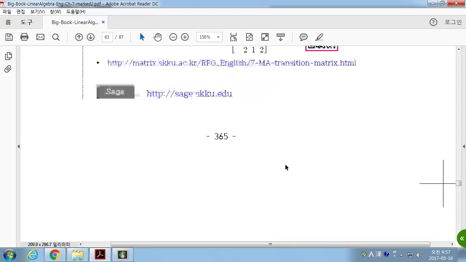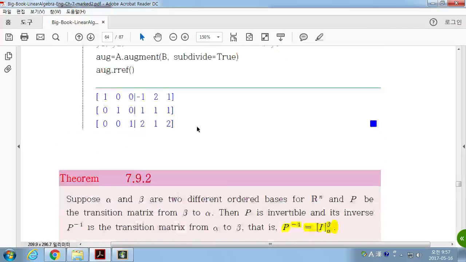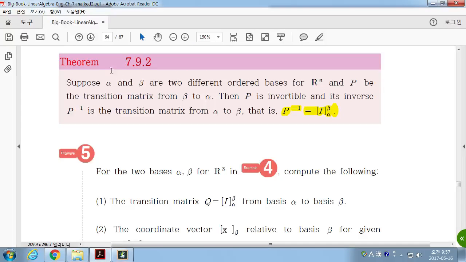Okay. Anyway, next, these are the code to find the solution. Here is the theorem that Asan asked. Suppose alpha and beta are two different ordered bases for Rn, and P be the transition matrix from beta to alpha. Then P is invertible, and its inverse, P inverse, is the transition matrix from the different direction, from alpha to beta. Okay? If P is a transition matrix from beta to alpha, then P inverse is a transition matrix from alpha to beta.